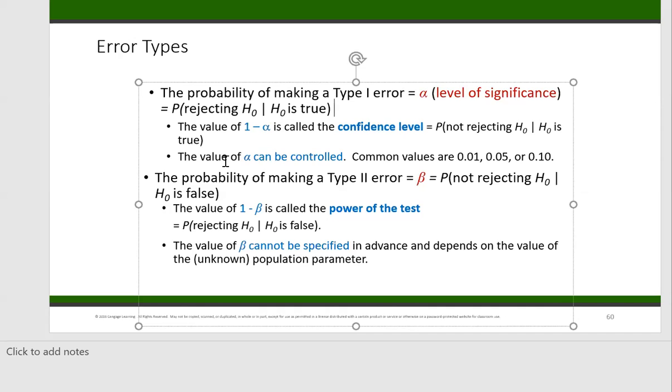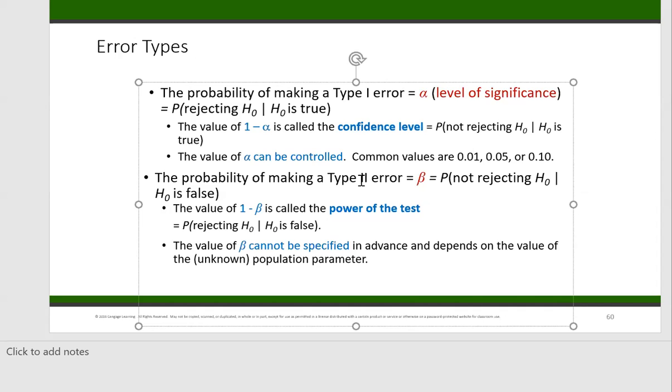Alpha is the one that we control. We usually take it equal to 5%. That's usually the default. Depending on the case, depending on the question, depending on the context, you may have to go with a smaller number, usually 1% or 10%. These are the most common ones, 1%, 5%, and 10%.